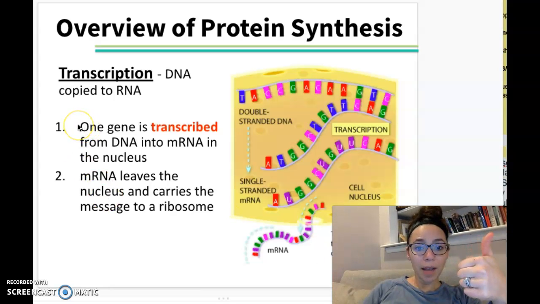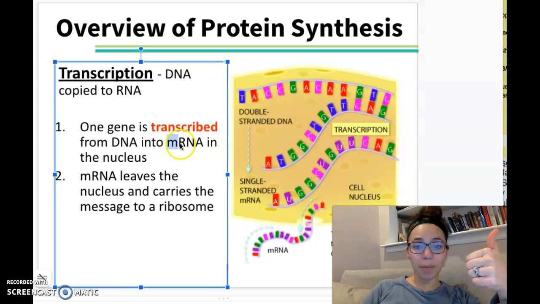Okay, so first thing that happens, one gene is transcribed from DNA into mRNA. The M just stands for messenger RNA. It's like a messenger in the nucleus. Second step, RNA leaves the nucleus, carries the message to a ribosome.